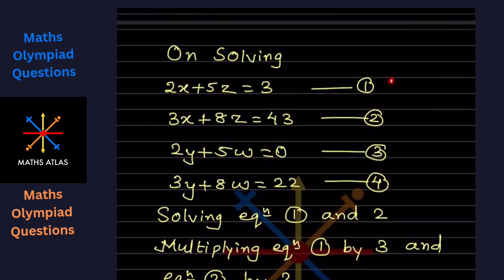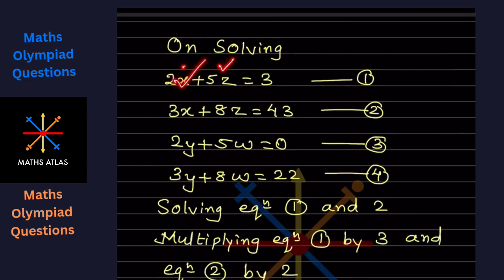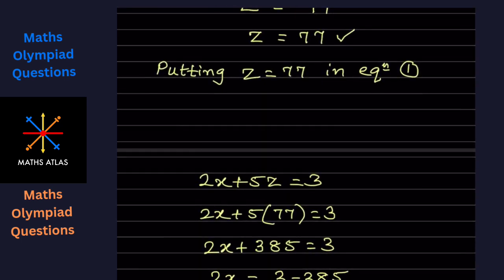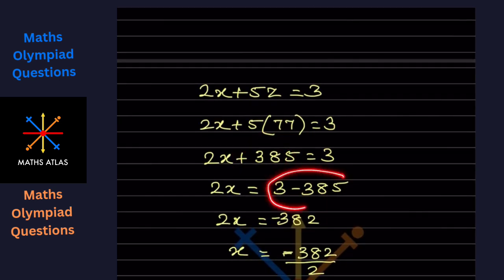So now if we put it in equation number 1, what will you do? We put the z value, we'll get the x value. So now put it in that one. So in place of z, we are putting 77. So when you multiply this, the rest all the same, you get 385. So this you take on the other side, you get minus 385. When you solve this, we get minus 385 plus 3 means you get minus 382.